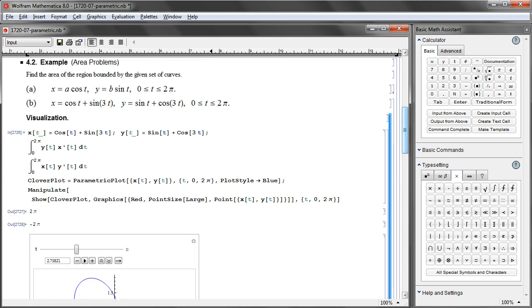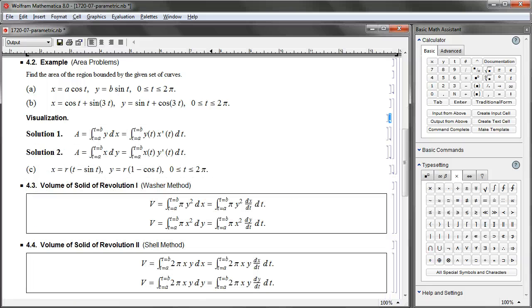Well, we can calculate using Mathematica the integral of y times dx, y times x prime dt, that's dx, or x times dy, x times y prime dt. Calculate those two. One is 2 pi, the other is negative 2 pi. You don't have to worry too much about it. Area always has to be positive, so flip this negative to positive 2 pi and that's it. So if you want to do the symbolic computation, yes, you can do it like this.